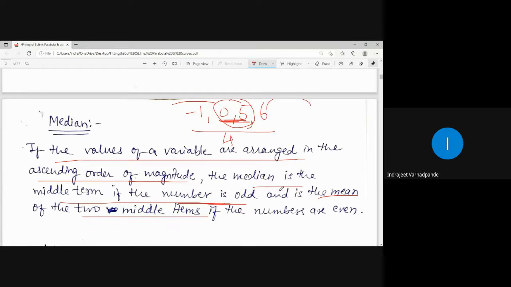So median is that particular value when the values are arranged in ascending order of magnitude. The median is the middle term if there are an odd number of observations. If there are an even number of observations, we take the mean of the two middle terms. So this is all about the median. This is also a term associated with statistics when we start the study.